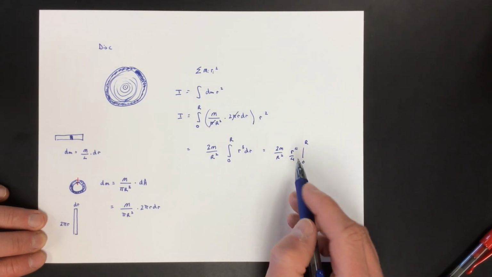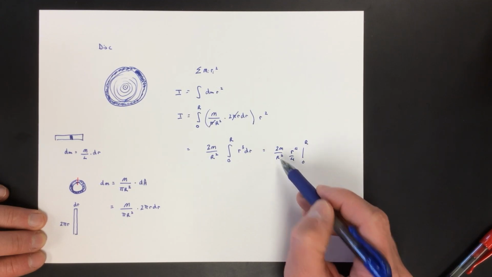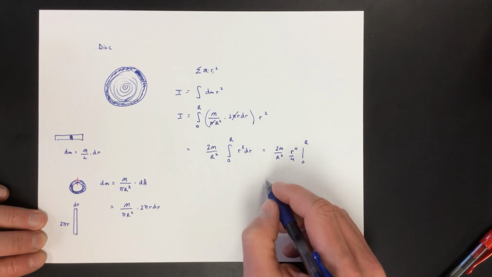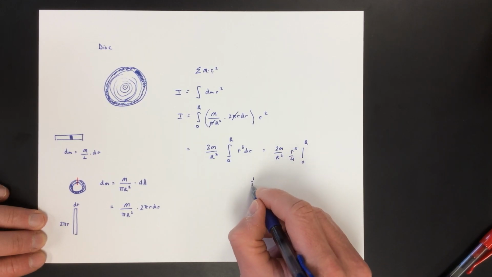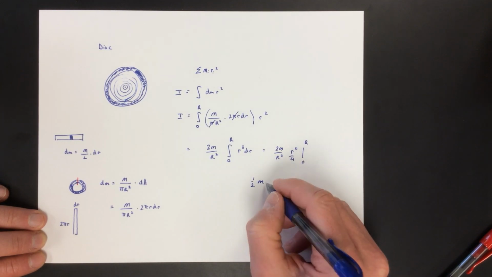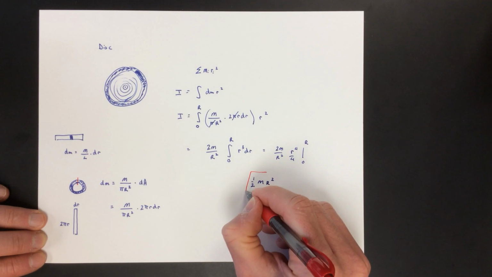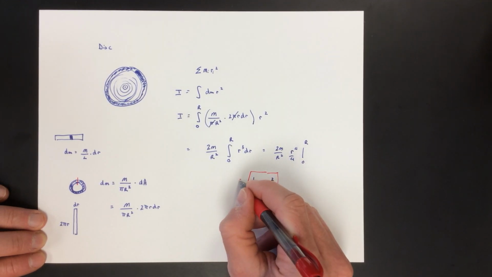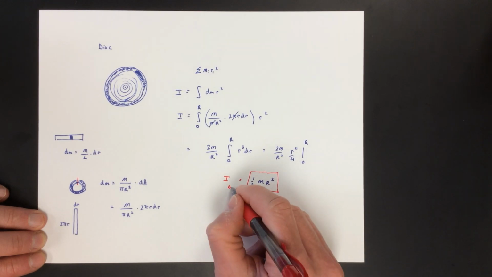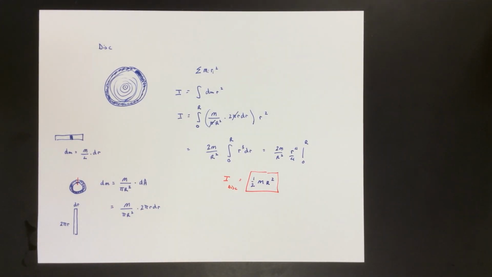to capital R. And this works out really nice because this is big R to the 4th over R squared, which is an R squared, and I get a 2/4. So 2/4 is 1/2 m, and like I said, I get R to the 4th over R squared, which is R squared, and voila, I proved to you that the moment of inertia of a disk is 1/2 mR squared, and I used calculus.